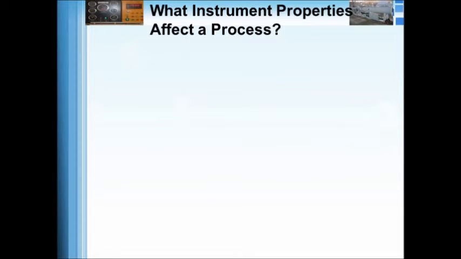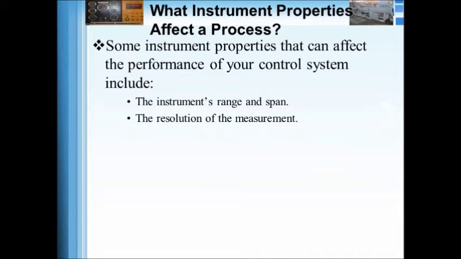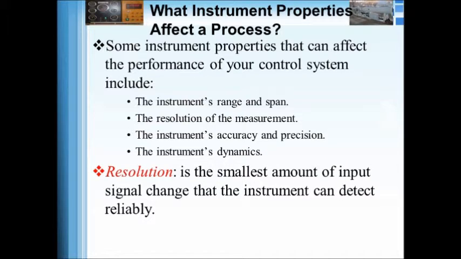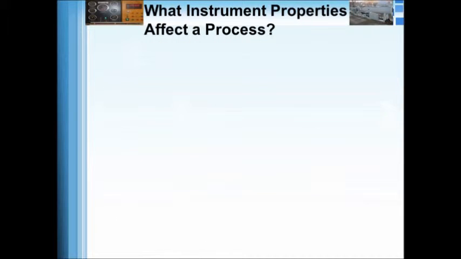What instrumentation properties affect the process? Some instrument properties that affect the performance of your control system include the instrument range and span, the resolution of the measurement, the instrumentation accuracy and precision, and the instrument's dynamics. Resolution is the smallest amount of input signal change that an instrument can detect reliably. The larger your instrument span, the lower the resolution of your measurement.